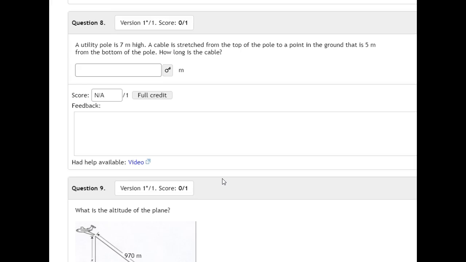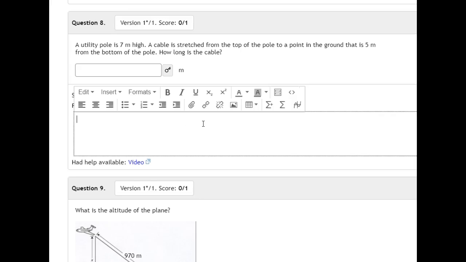With this video, I'm going to show you how to show your work solving this problem. A utility pole is 7 meters high. A cable is stretched from the top of the pole to a point in the ground that is 5 meters from the bottom of the pole. How long is the cable?